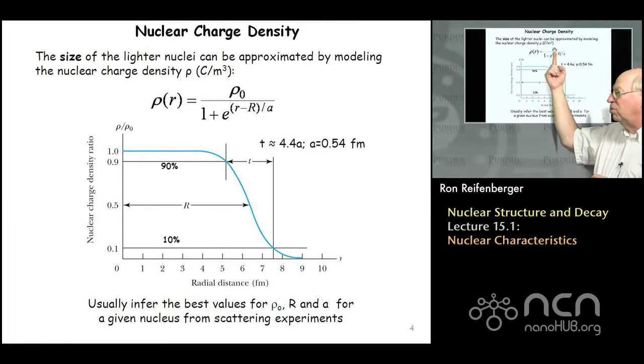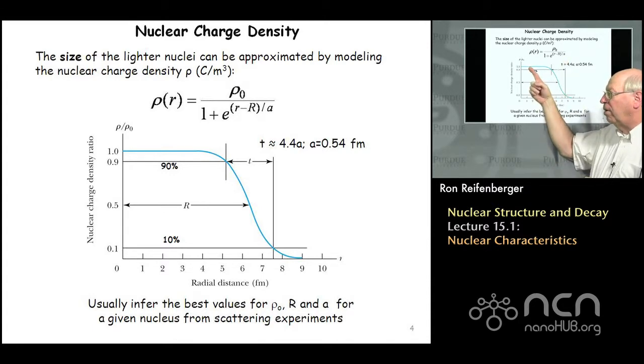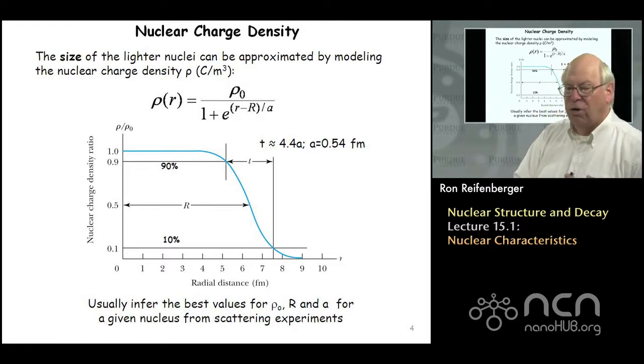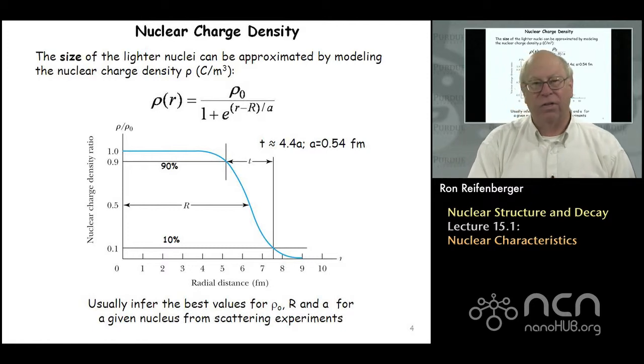One parameter is rho 0. This is the charge density. This parameter R is telling you something about the radius of the nucleus, and this parameter A tells you how quickly you go from a steady value of charge density rho 0 down to 0. So A basically controls the width of this curve in this region. The parameters rho 0, capital R, and A are often determined from experiment by fitting experimental data.